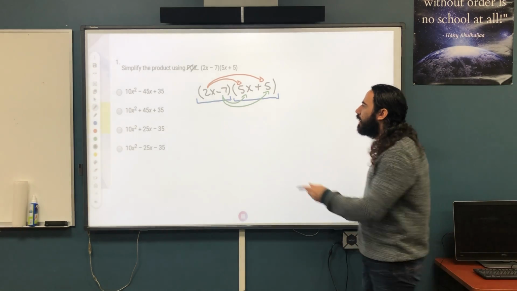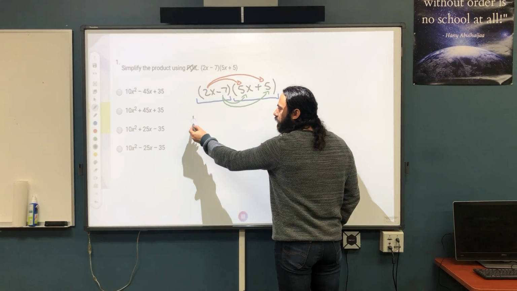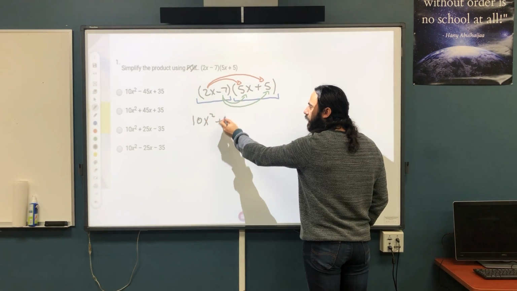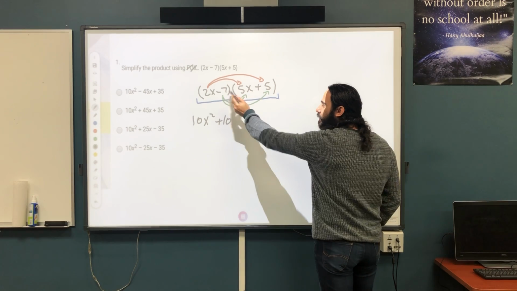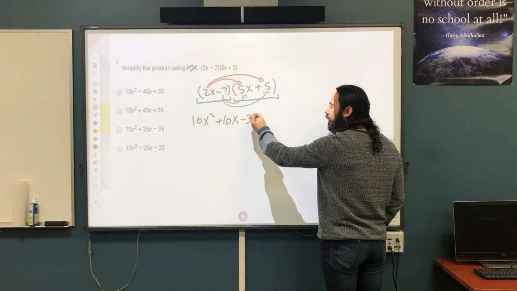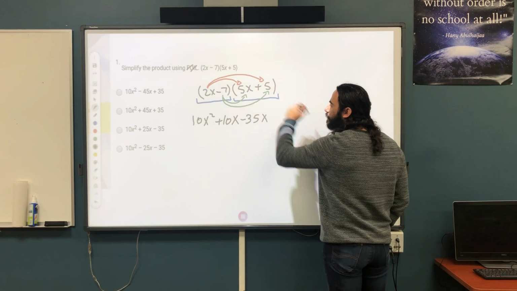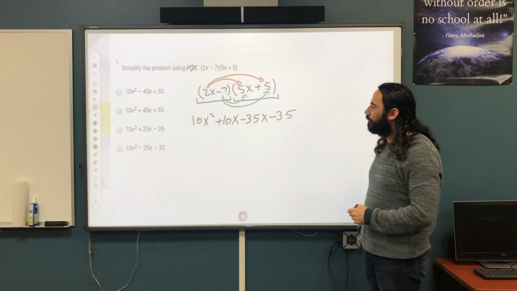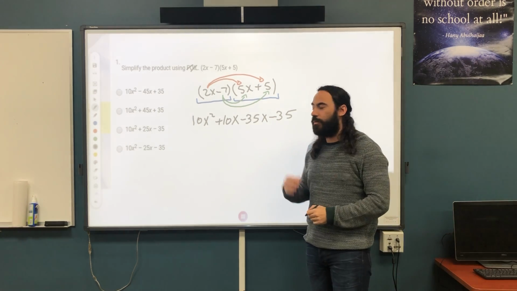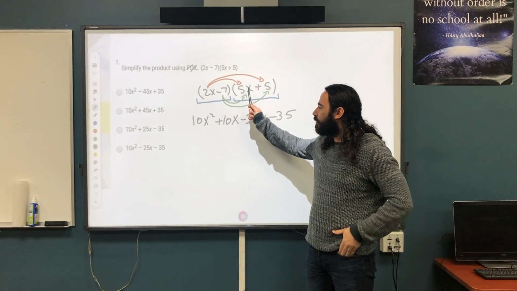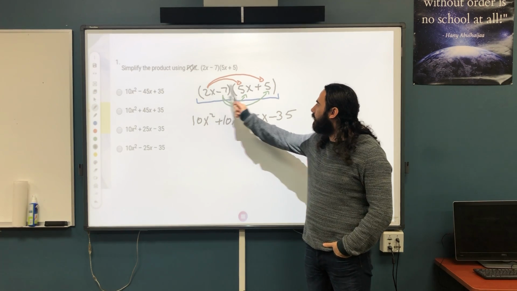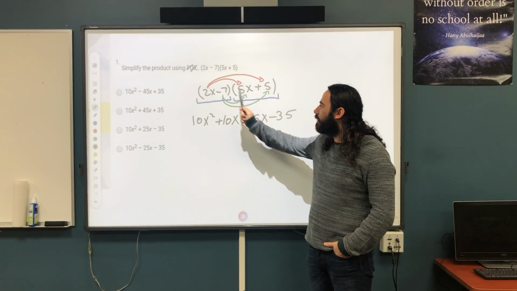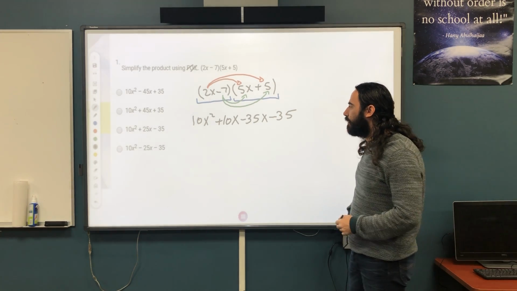So in this case, 2x times 5x is going to be 10x squared. Then 2x times 5 is going to be 10x. Negative 7 times 5x is going to be negative 35x. And negative 7 times 5 is going to be negative 35. As you can see, we have 4 multiplications. Again, 2x times 5x is 10x squared. 2x times 5 is 10x. Negative 7 times 5x is negative 35x. And negative 7 times 5 is negative 35.